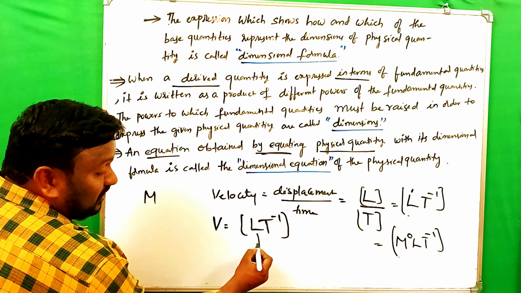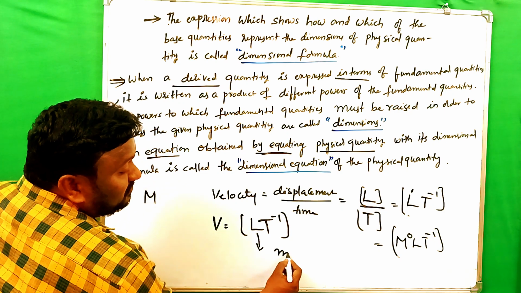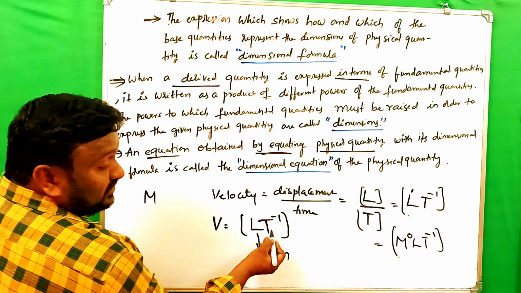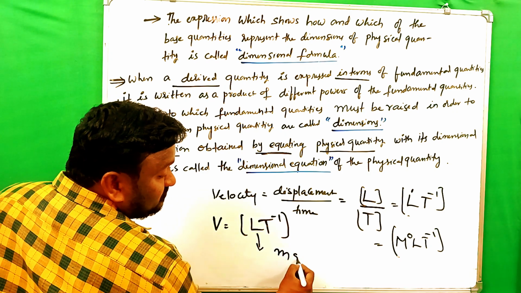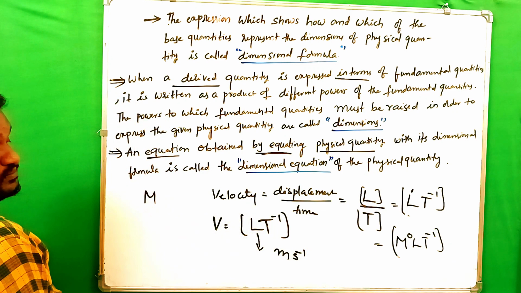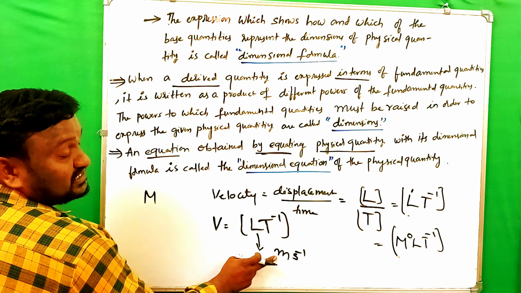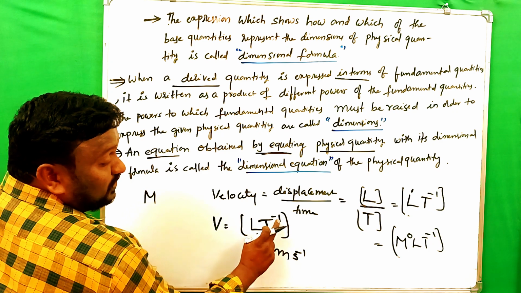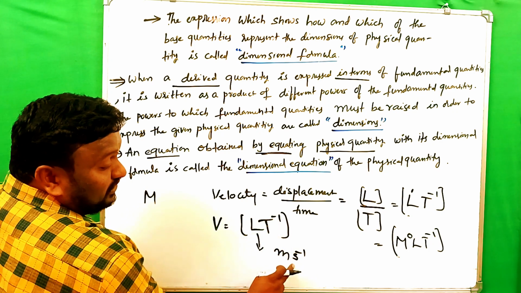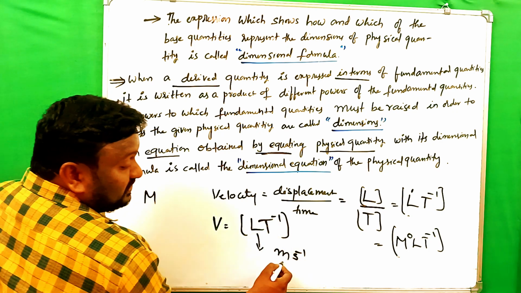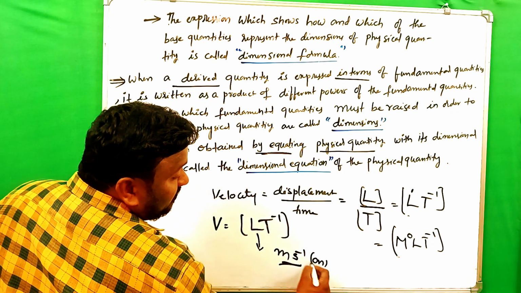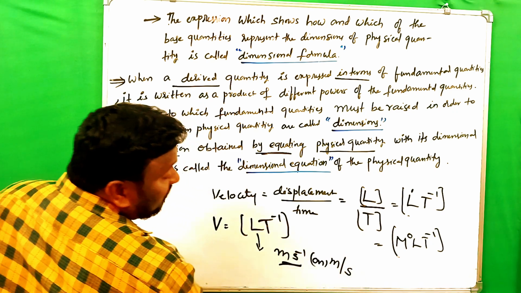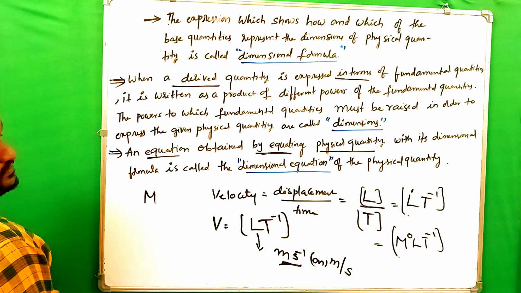Simply here, L is what? Length, but its unit is what? Meter. And T is what? Time. So meter second inverse 1. So for length the unit is the meter and for time, second. So second inverse 1. Power is -1, so we can add -1. So meter second inverse is the unit of velocity and it is also written as meter per second.